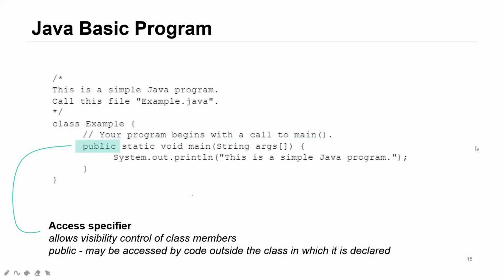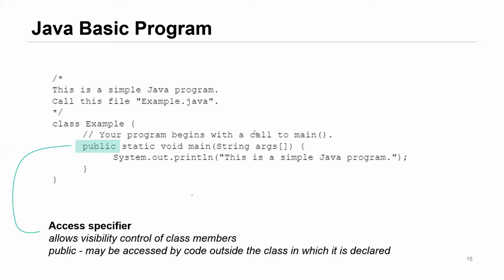Next is public. This one right here is what we call an access specifier, which allows control of the visibility of class members. When we set our method to public, it may be accessed by code outside the class in which it is declared and be viewed by other classes. So you are allowing your method that you have set to public to be visible outside of its class.